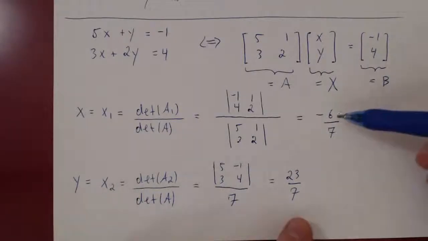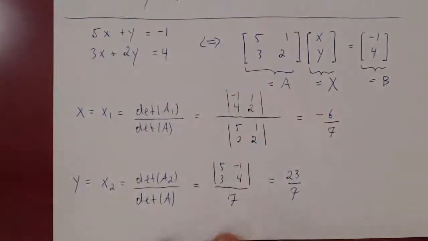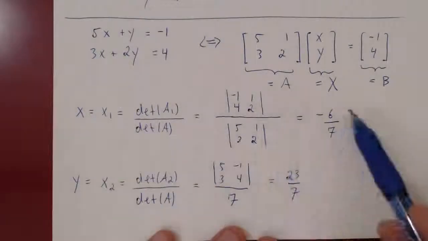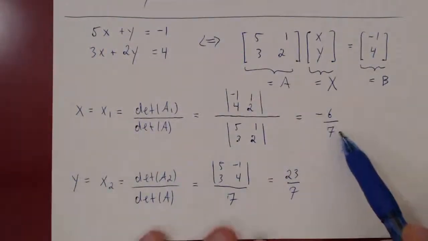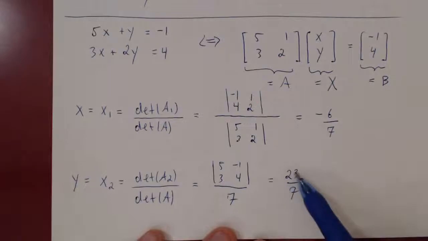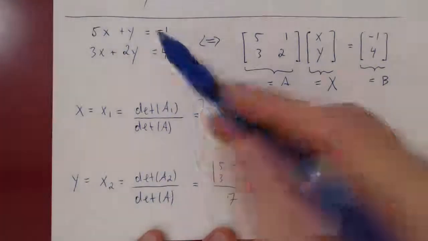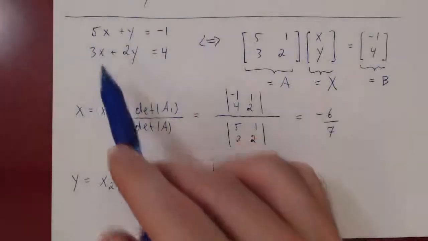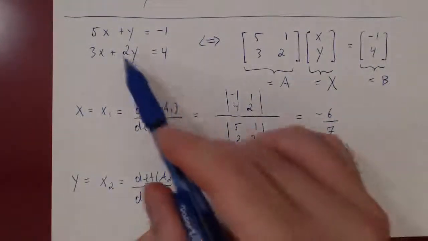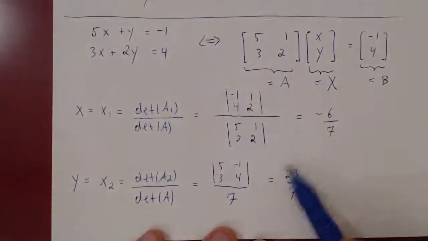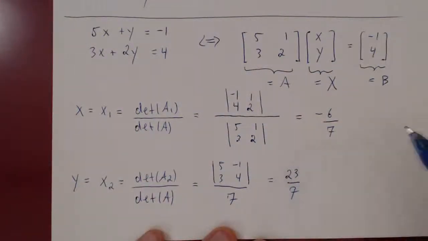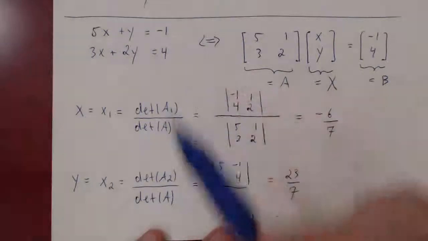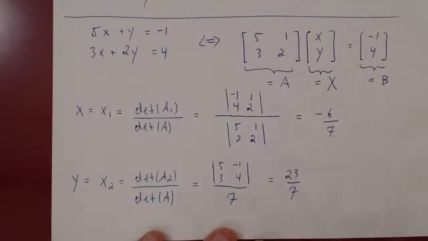And you can check that this is indeed the solution if you simply replace. 5x is -30 over 7, plus y, plus 23. Negative 30 plus 23 is negative 7. Over 7 is negative 1. Check. 3x, negative 18, plus 2y, plus 46. 46 minus 18, that's 28. 28 over 7 is positive 4. So indeed, we have the correct solution.